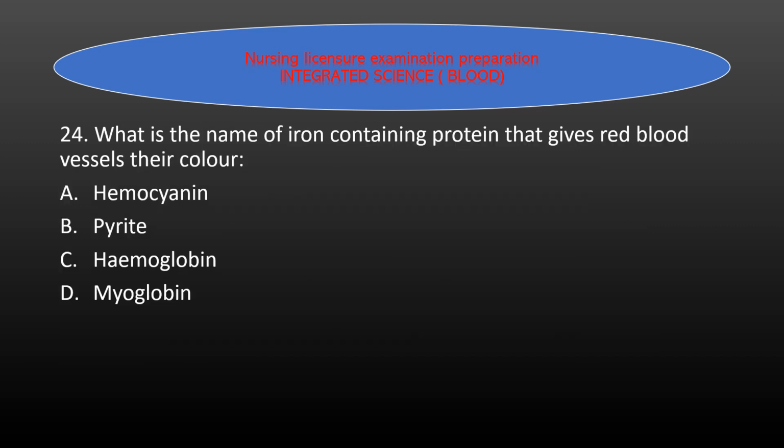Question number 24. What is the name of the iron containing protein that gives red blood cells their color? Option A hemocyanin, option B pyrite, option C hemoglobin, option D myoglobin. And the correct answer is option C, that is hemoglobin. The name of the iron containing protein that gives red blood cells their color is hemoglobin.